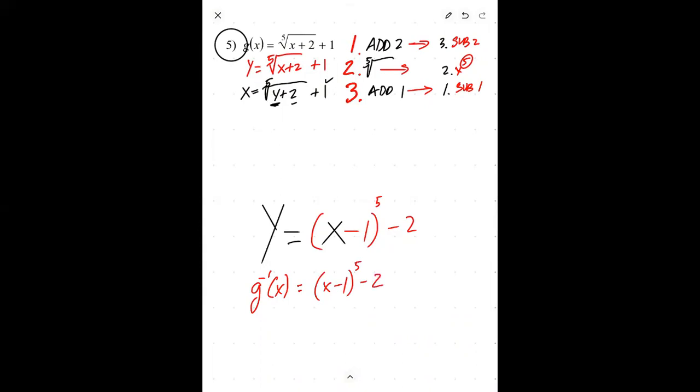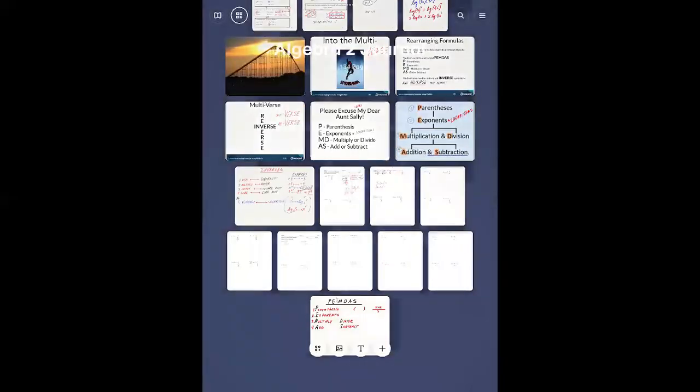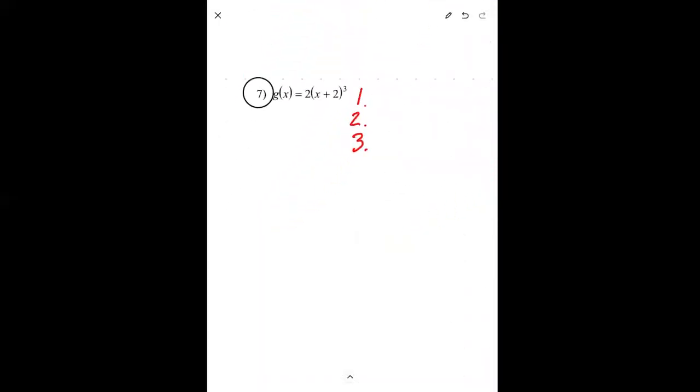That's it. That is the inverse of the 5th root of x plus 2 plus 1: it is x minus 1 to the 5th power minus 2. So that's it. All right, I'm going to do another one. Hopefully you're starting to get the hang of what we're doing.